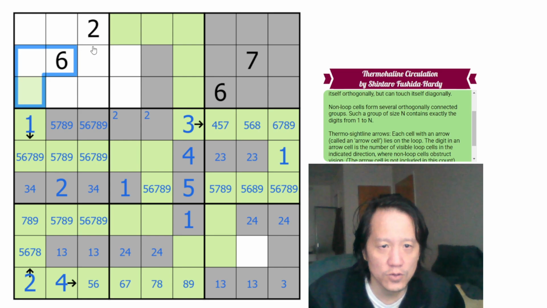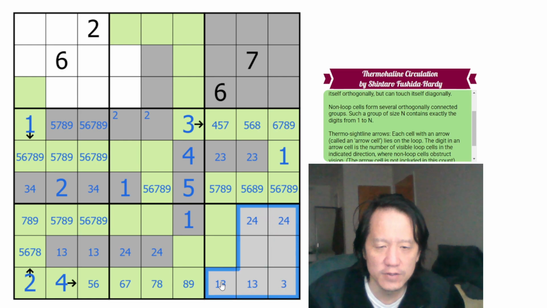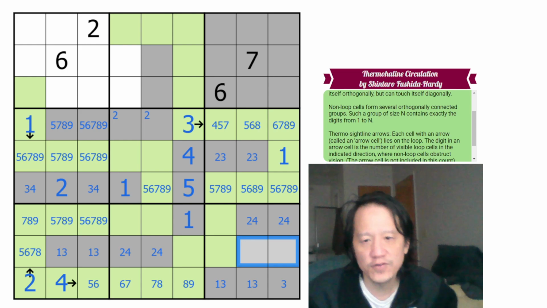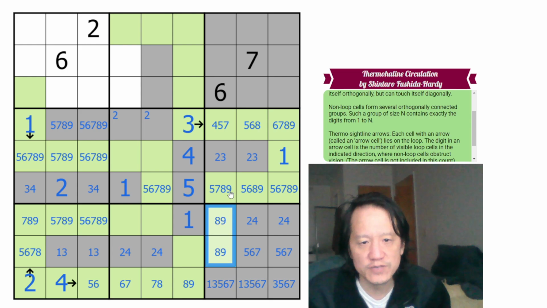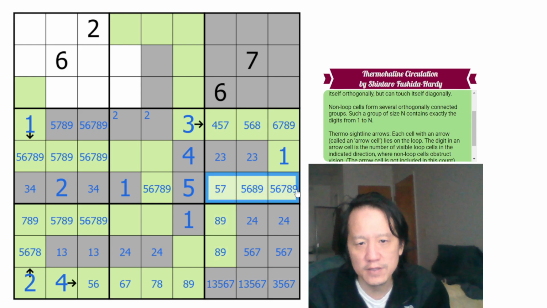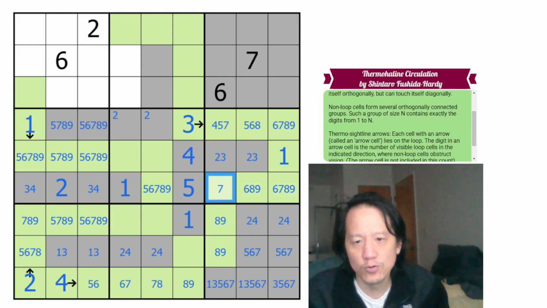Okay, so this has to be not part of the region. Therefore, this has to be the digits 1 through 7. So this is 5, 6, or 7. And this is 5, 6, or 7. These have to be 8 and 9 specifically. So this can't be 8 or 9. None of these could be 5. Therefore, by the process of elimination, this must be a 7.